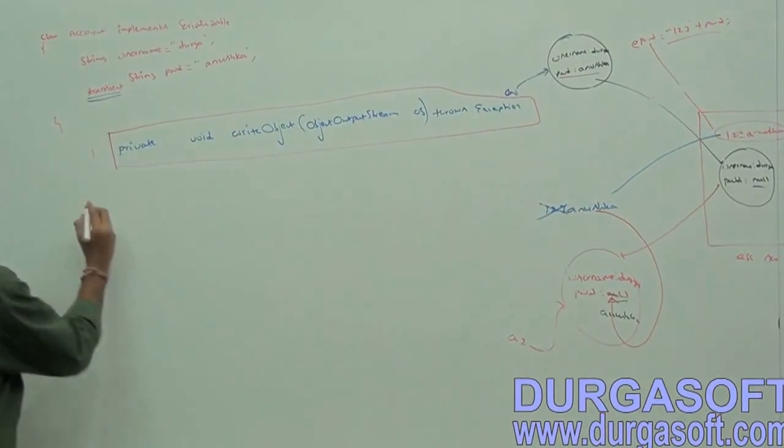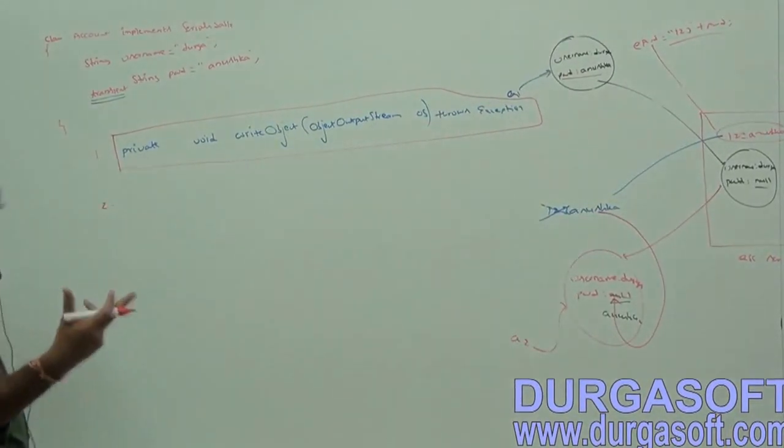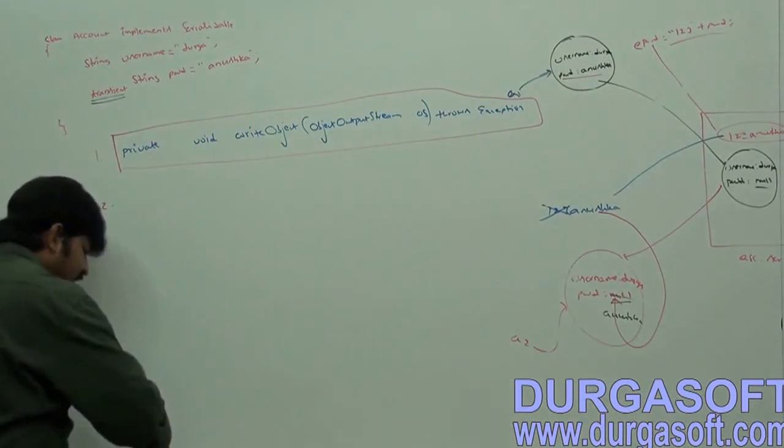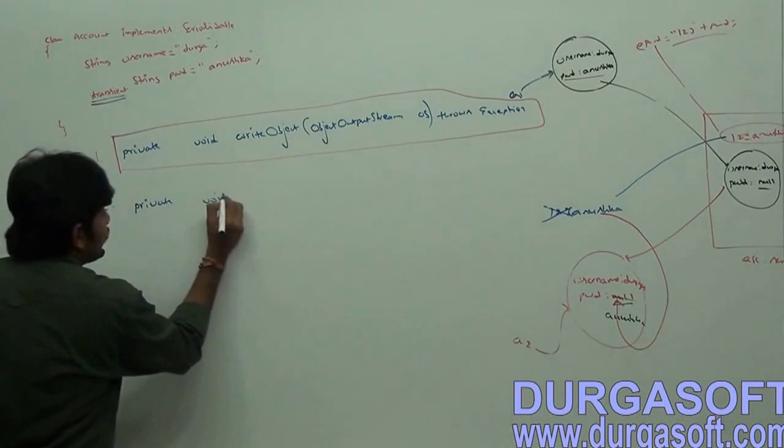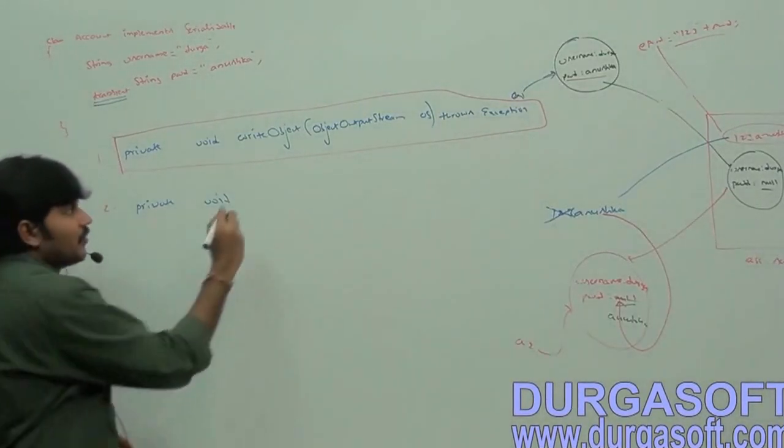Can you tell what is the second method? You can tell very easily. What is the second one? Private, void only. The return type is not Object. Void. What is the method?